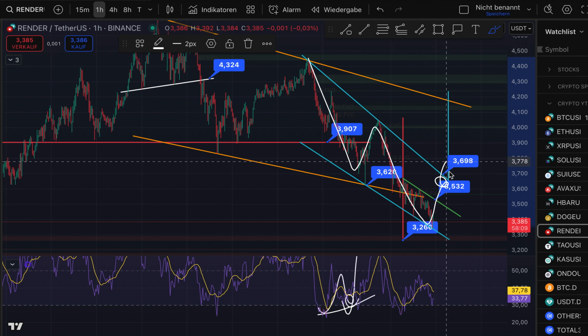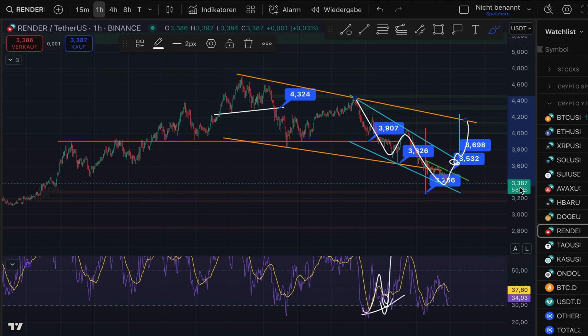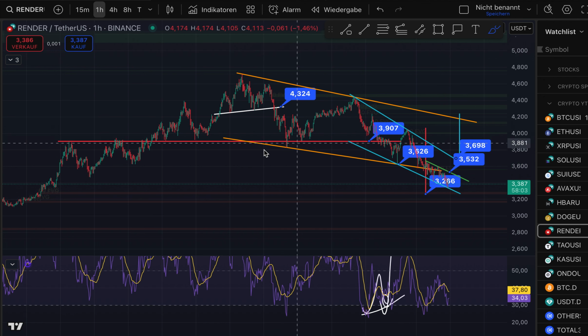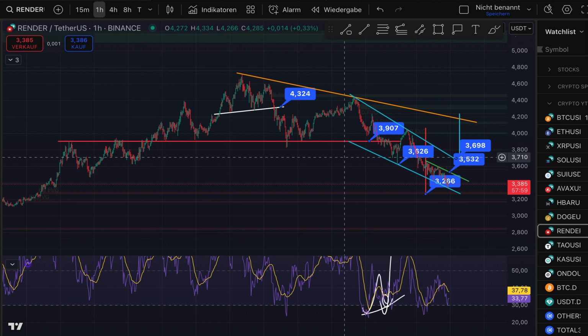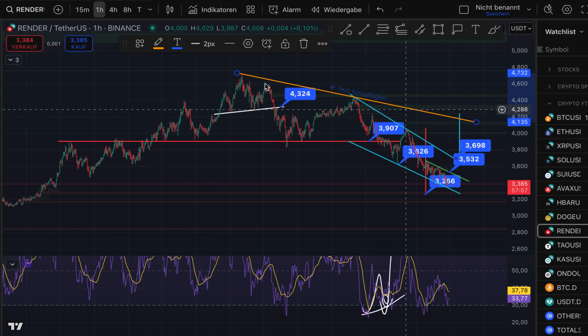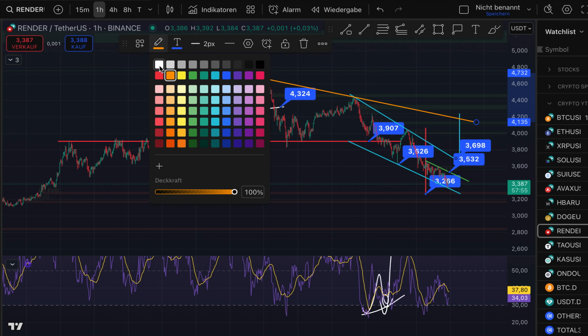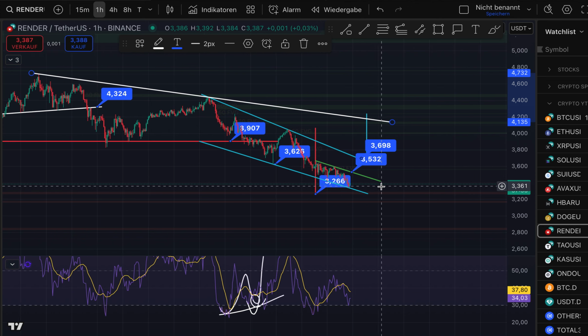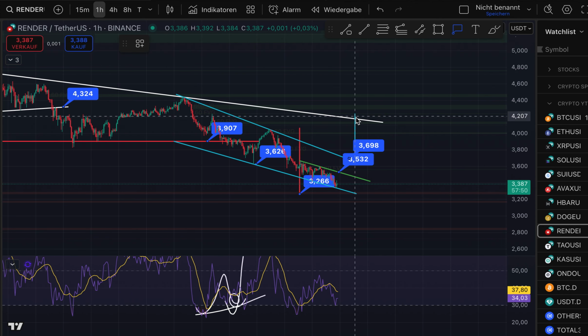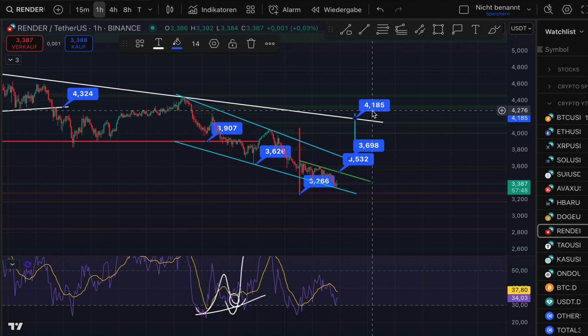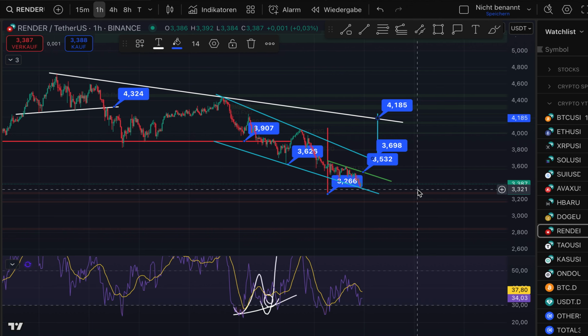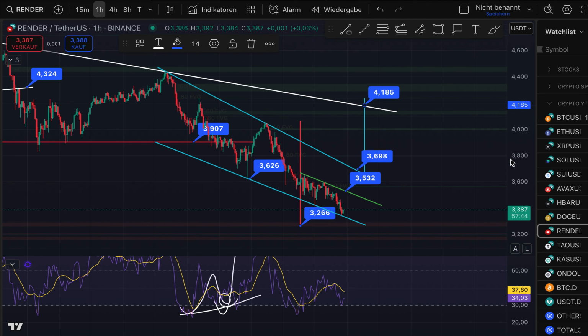If we also break this $3.70 to the upside, then we had here in orange our old falling wedge. This is not going to work anymore because we broke it to the downside. But the trend line, which we have up here, is kind of good in my opinion. And there we should see resistance in my opinion, $4.18. So here's a good trade possible with the chance that we can still sell off into $3.26.